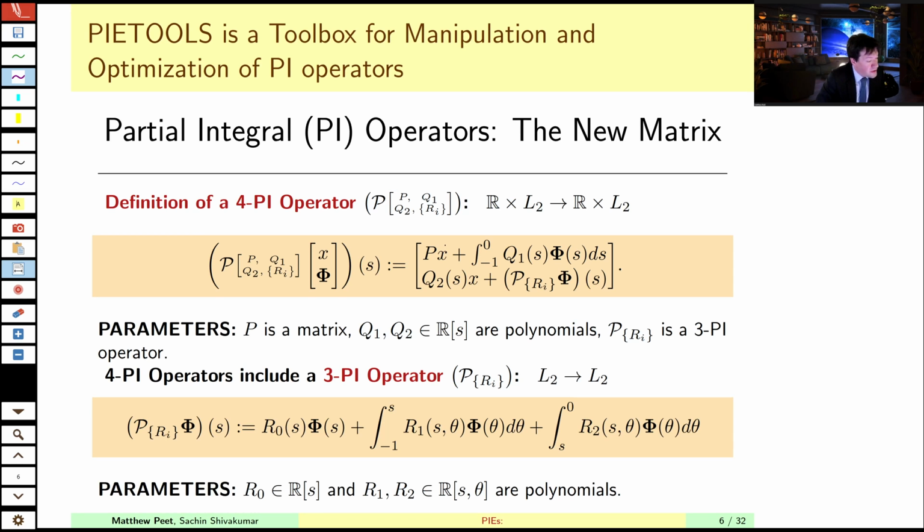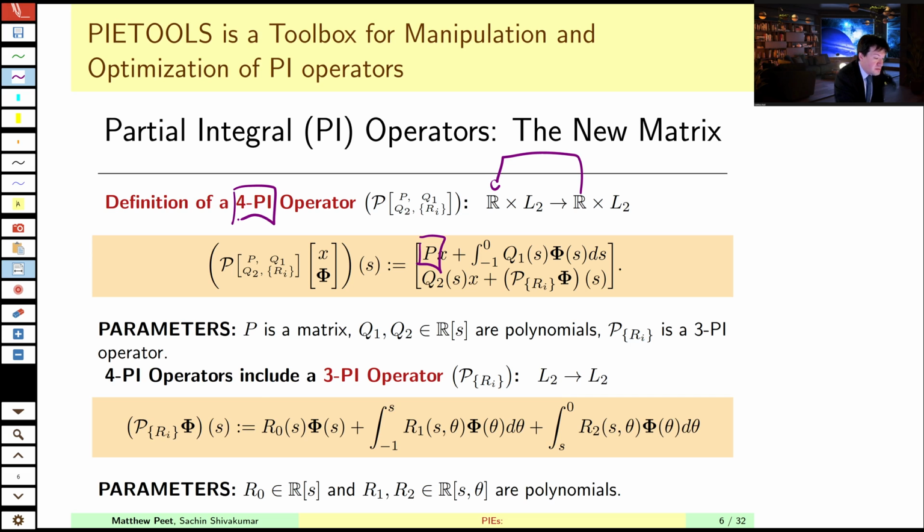So PI operators, what are they? PI operators, partial integral operators, are an extension of matrices to infinite dimensional spaces. If you may remember what a matrix is, a matrix maps Rn to Rn, so there's a matrix parameter here. But PI operators add several additional parameters to this. They allow you to define 4 maps, hence the 4 PI name.